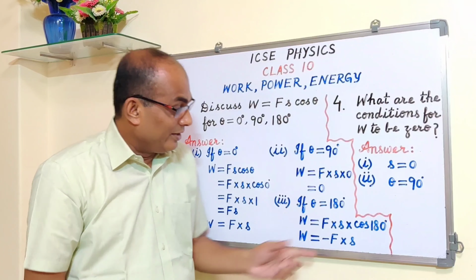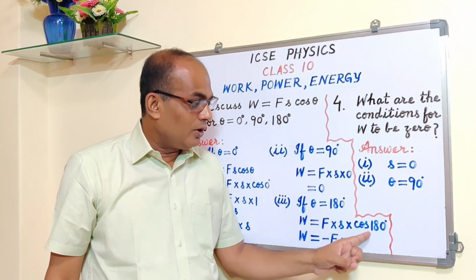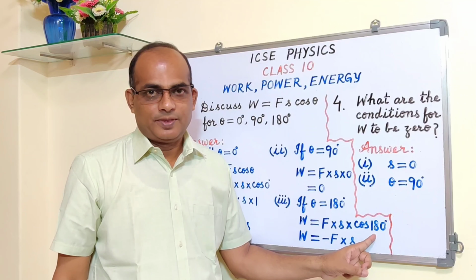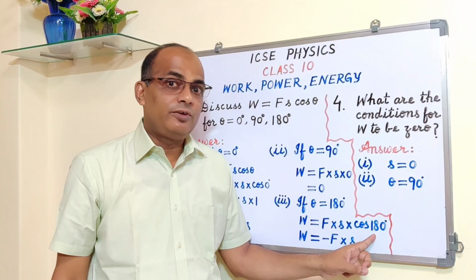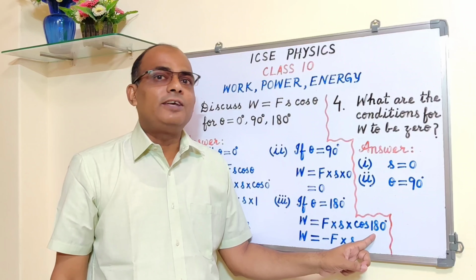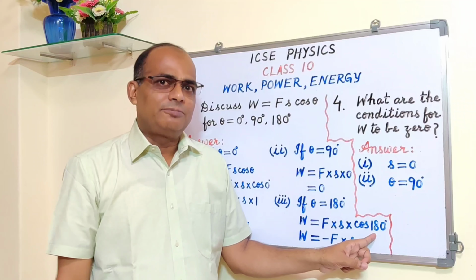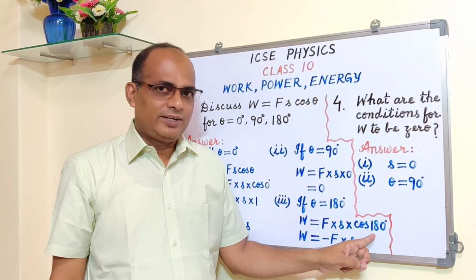Alright. Now one more step you write down here in between: W is equal to F into S into cos 180, which is minus 1. Please remember this value. This will help you even in mathematics also. Cos 180, 180 means pi. So cos pi is minus 1 and sin pi is 0. Remember both. Sin pi is 0, sin 180 is 0, cos 180 is minus 1.